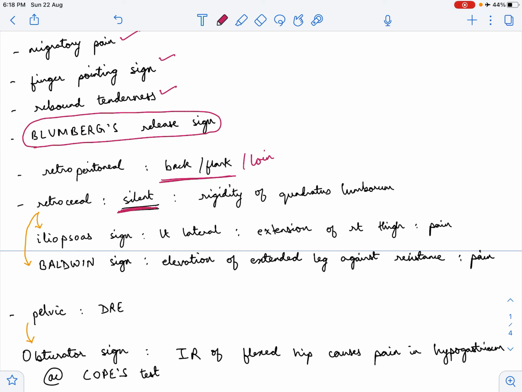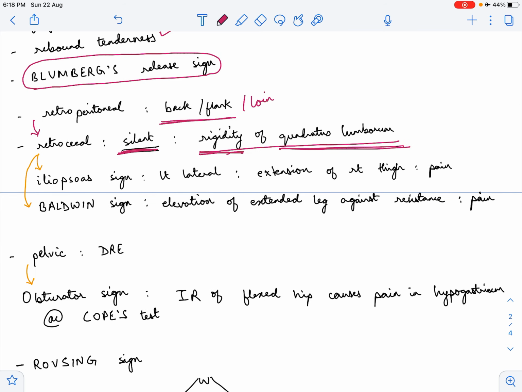But when you are examining him, you will see that the patient has rigidity of the quadratus lumborum. This quadratus lumborum is a muscle of the posterior abdominal wall. So basically, this retroperitoneal is retrocecal only. Now, in a retrocecal appendix, you're going to get one more sign, which is called the iliopsoas sign.